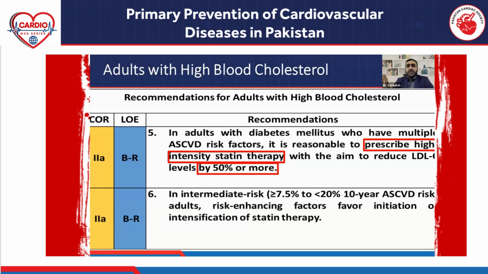So for patients with diabetes who have other ASCVD risk factors, you can go for the high intensity statin therapy, and the goal here goes up to a 50% reduction in the LDL-C levels. And for those at intermediate risk, less than 20%, you need to consider risk enhancing factors, as the presence of these factors will favor initiation or intensification of statin therapy.